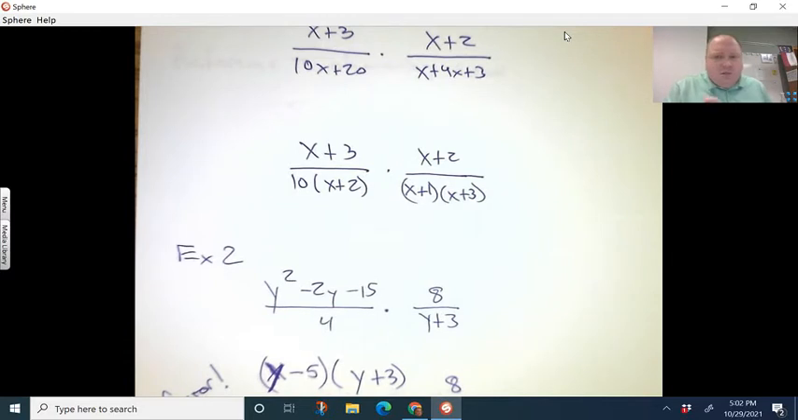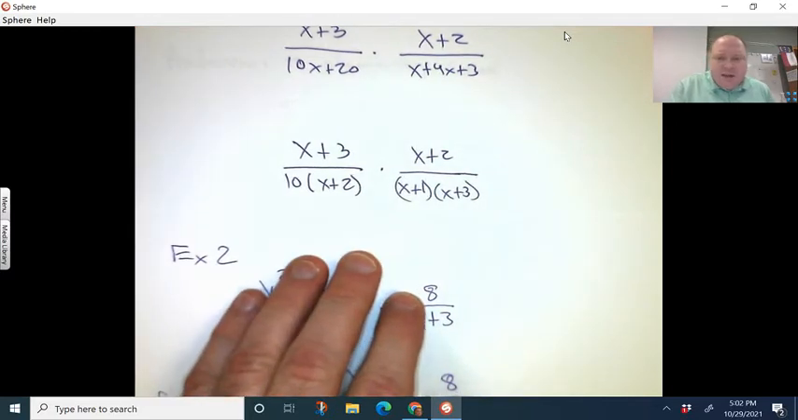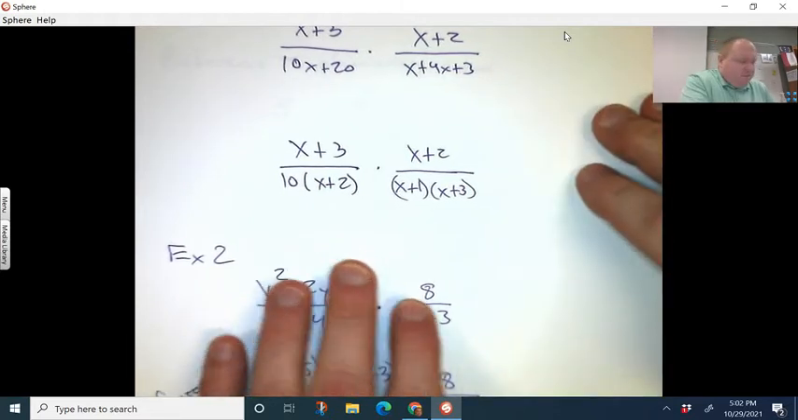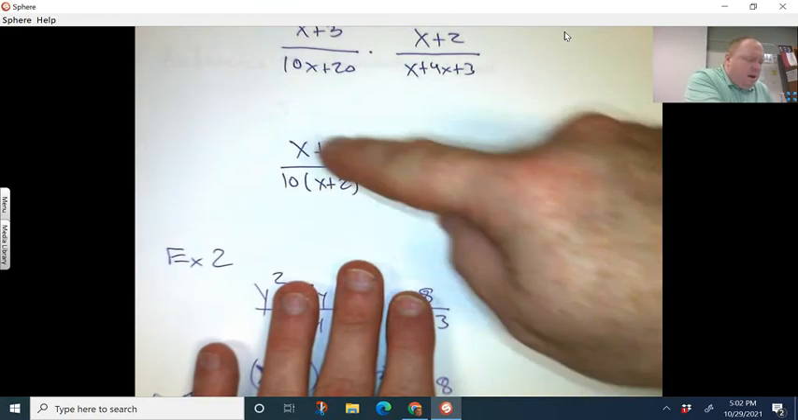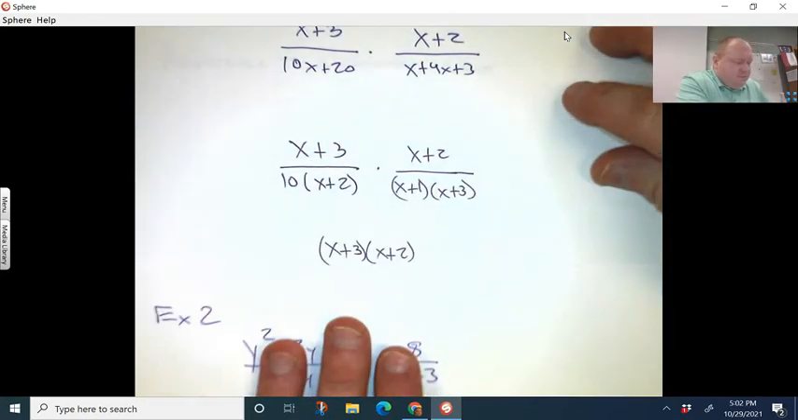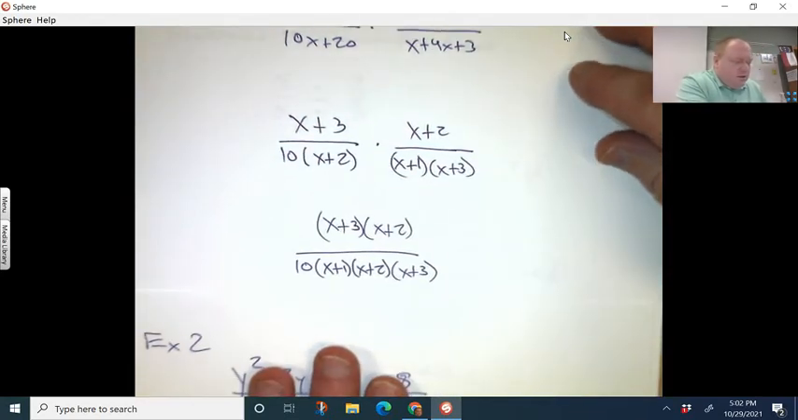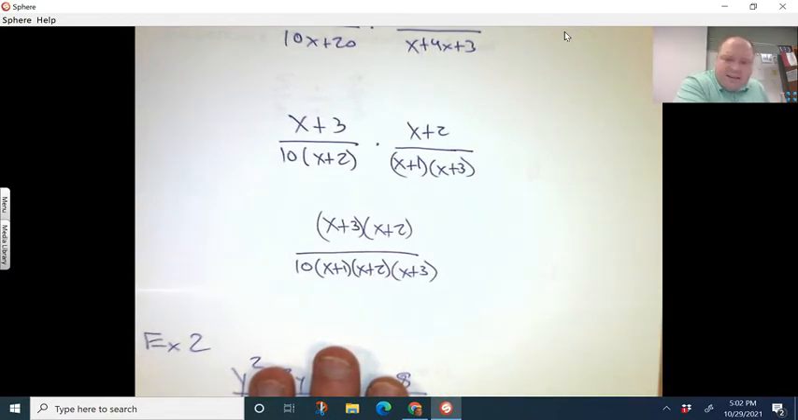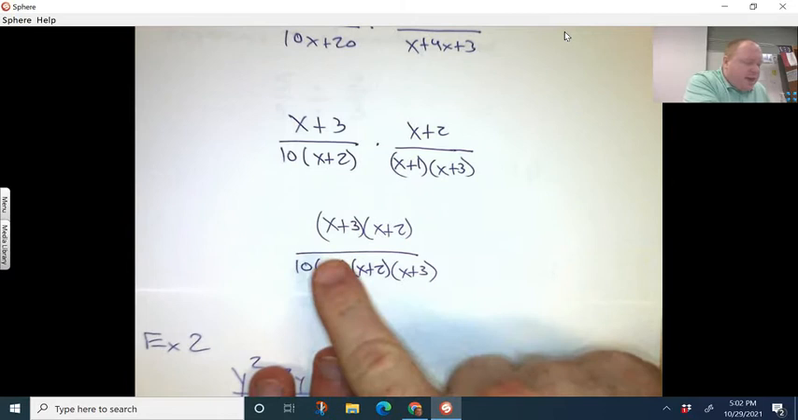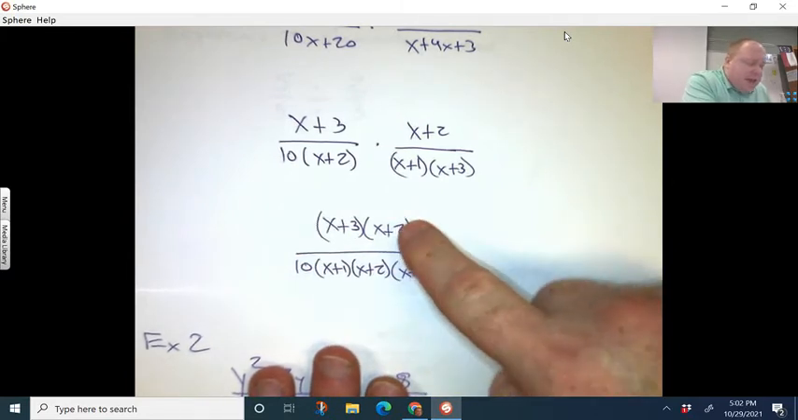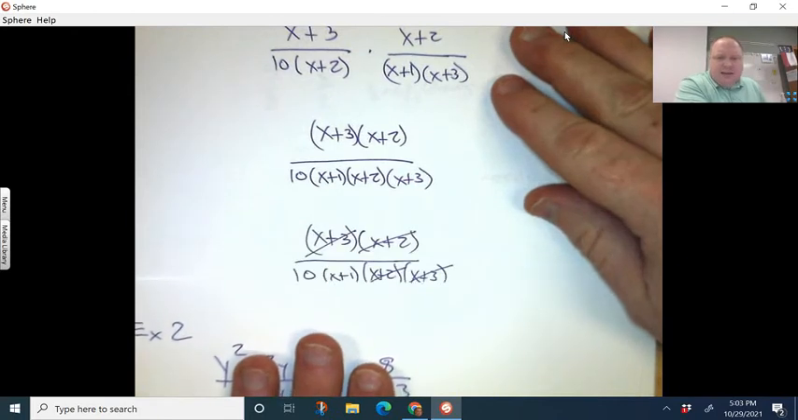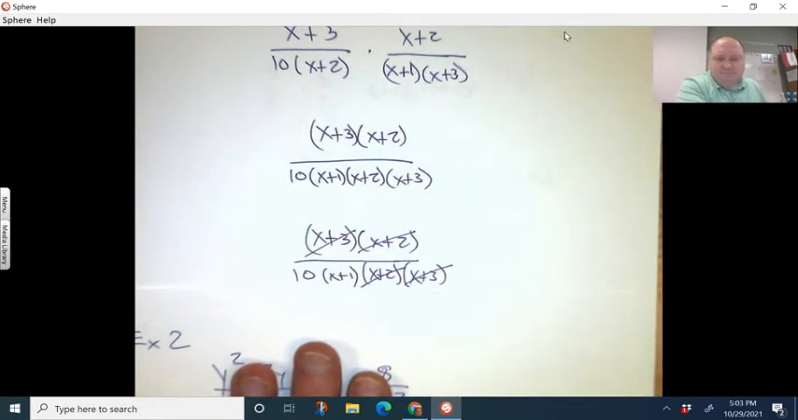And now I'm starting to see stuff that's likely going to cancel. But, like I said, I'm not going to cancel until after I've multiplied. So now I multiply straight across. So now in this next step is where I'm going to cancel these x plus 3s and I'm going to cancel these x plus 2s. And you'll see that just like that.